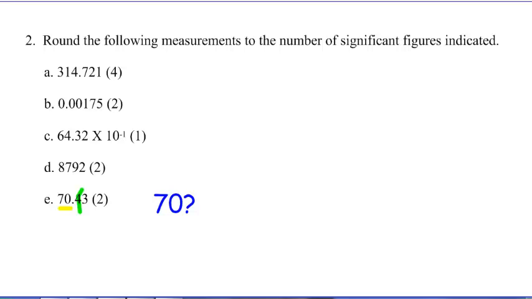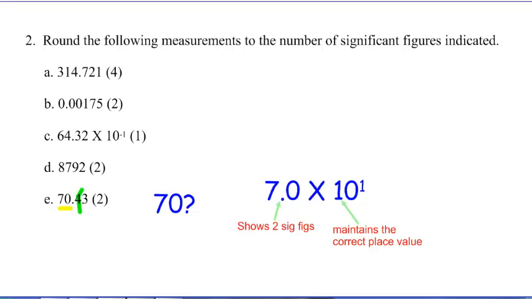In E, you underline the 7 and the 0. The 4 is not big enough to bump that 0 up, so you get the answer 70. What's wrong with this though? Well, 70 only shows one significant figure. Zeros at the end of the number when there's no decimal are not significant.